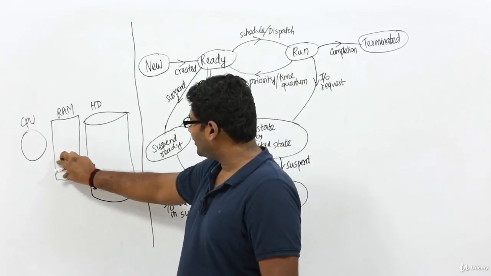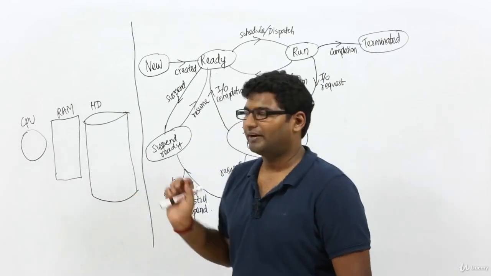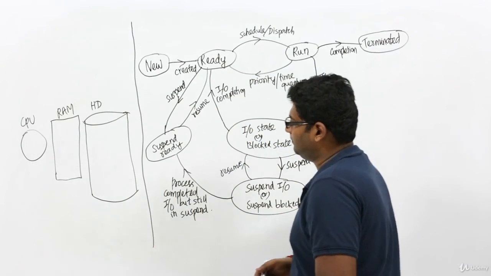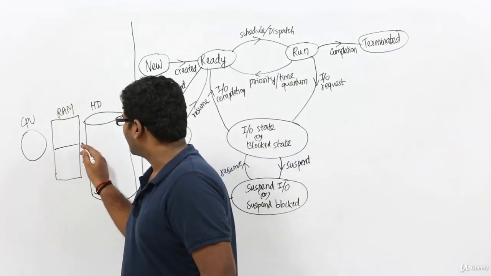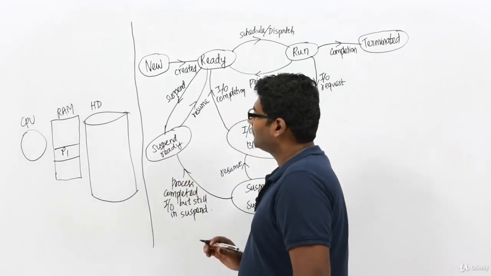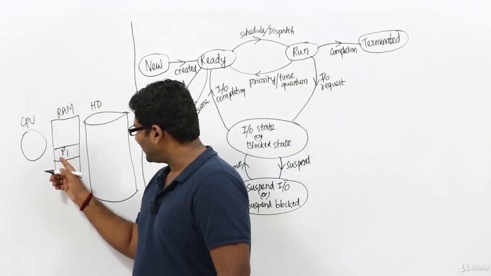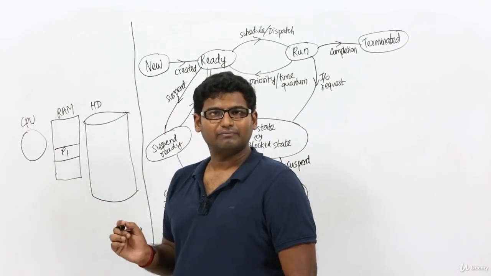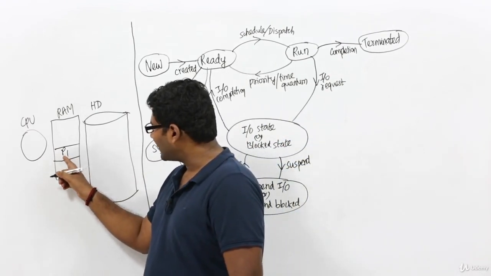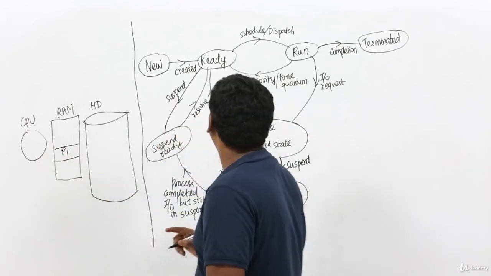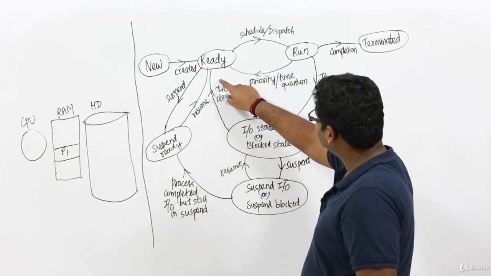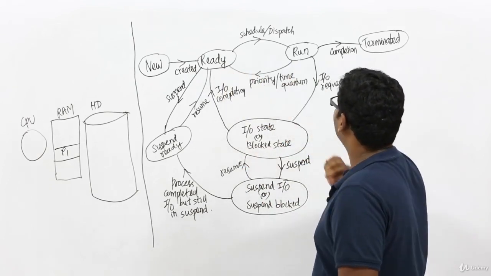Now from new state it has reached ready state. Let us assume it has reached ready state. Now from ready state, what are all the various possibilities? Let's assume the process is in RAM, in ready state. Now from the RAM, can the process go directly to IO state, straight away? It is never possible. The process has to go from ready state to running state.